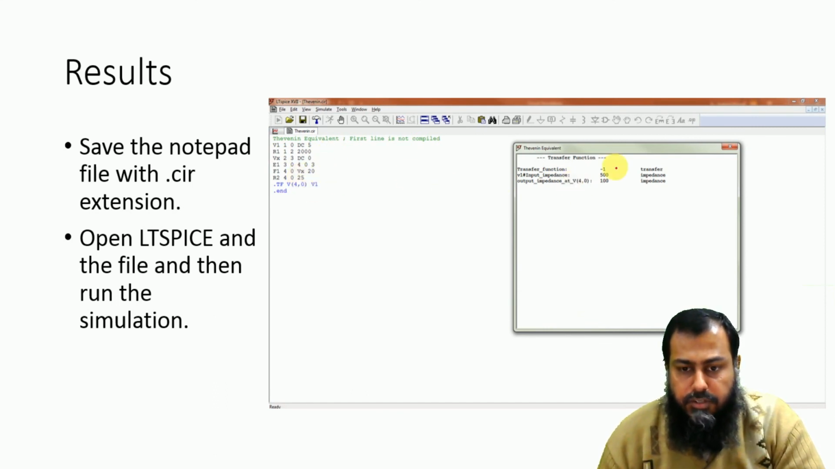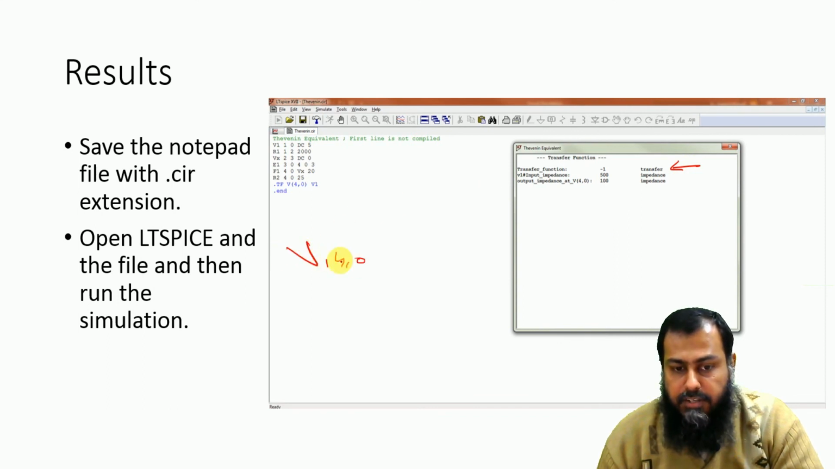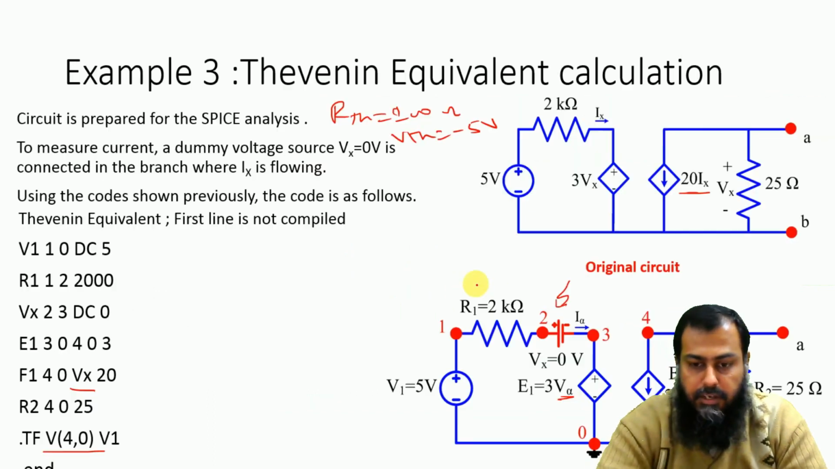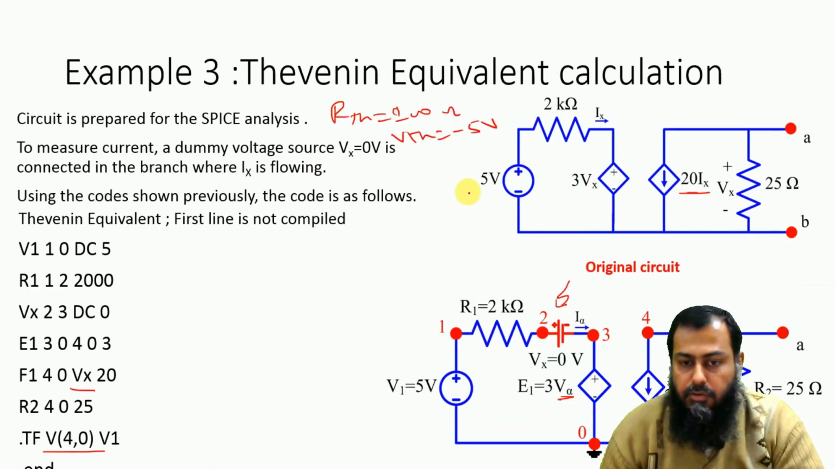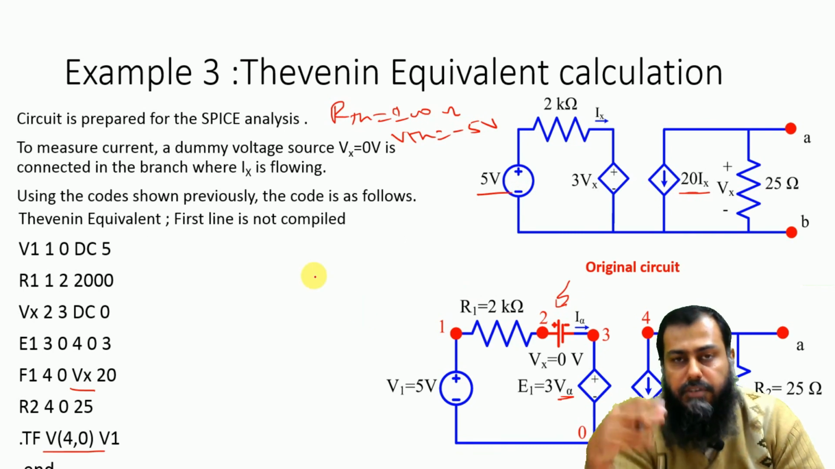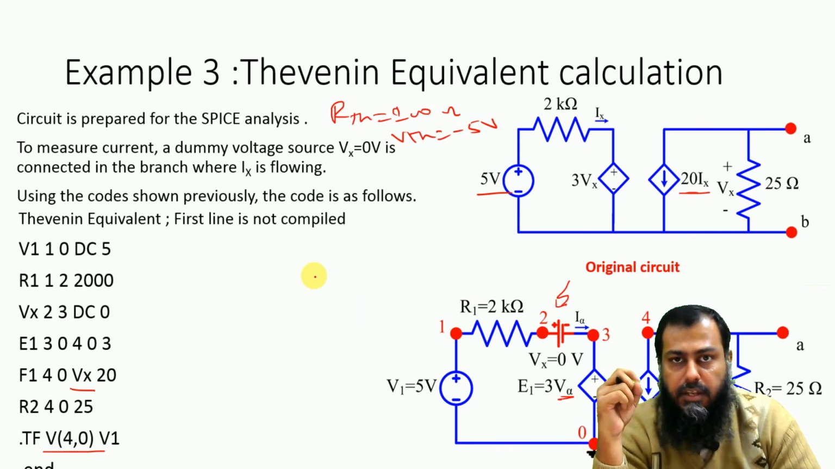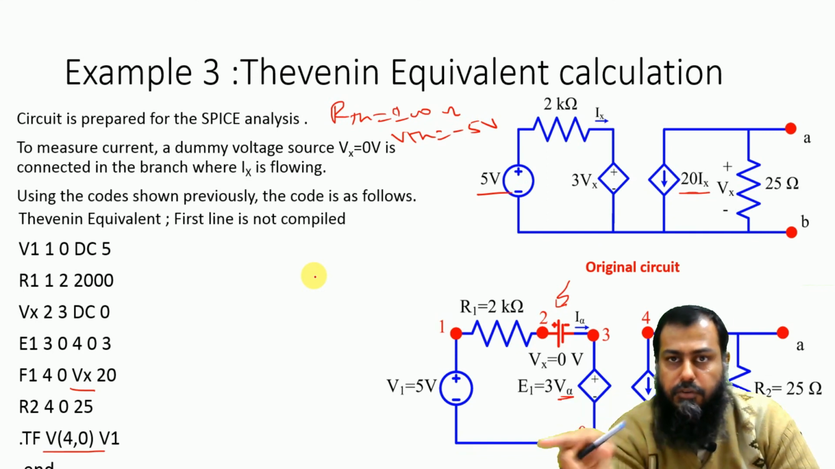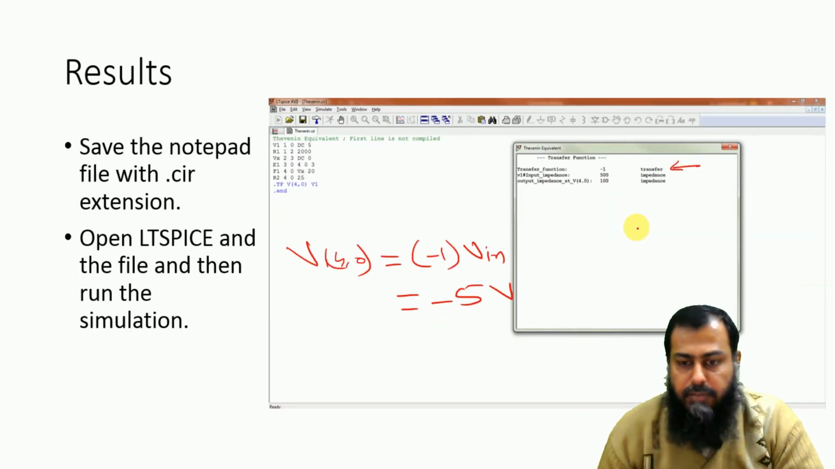So this result shows that the transfer function is -1, which means that the output voltage at node 4 and 0 will be -1 times the V input, right? So that is equal to -5 volts, because in the previous circuit we have the input voltage equal to this 5 volt. So the transfer function is actually stating that the output is just an inverse with a negative sign. With the -1 transfer function, the output should be equal to -5. So we have got this -5 here.